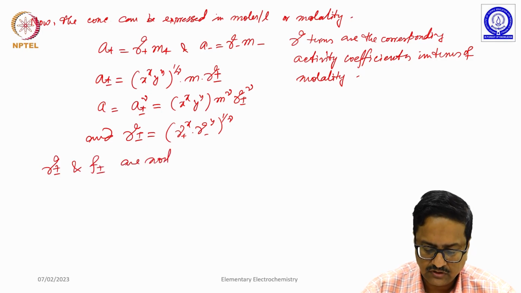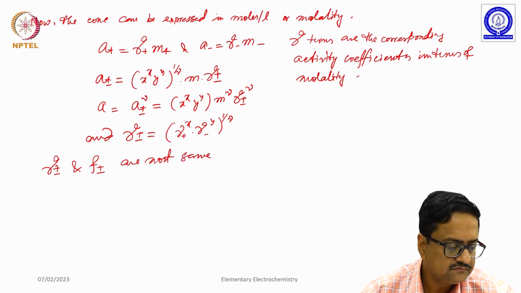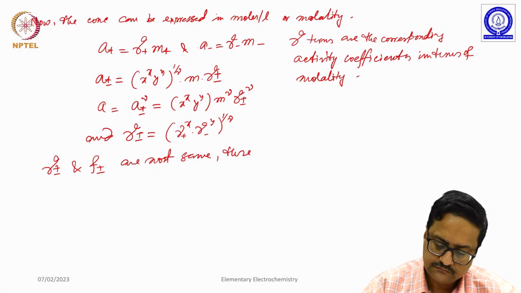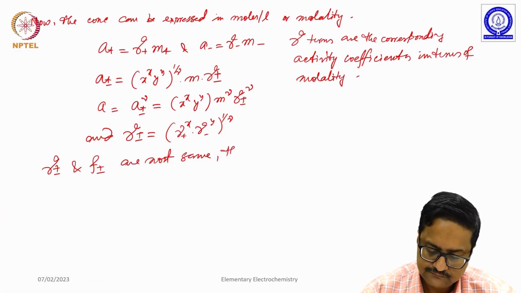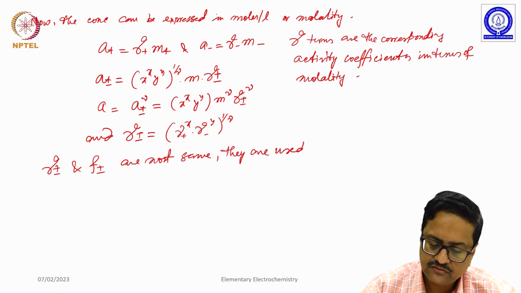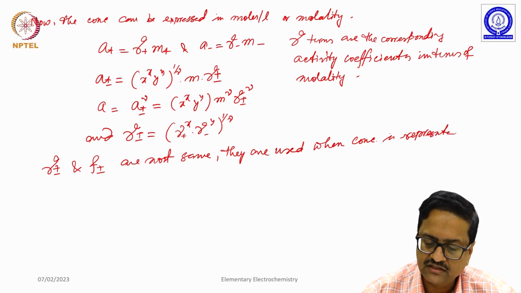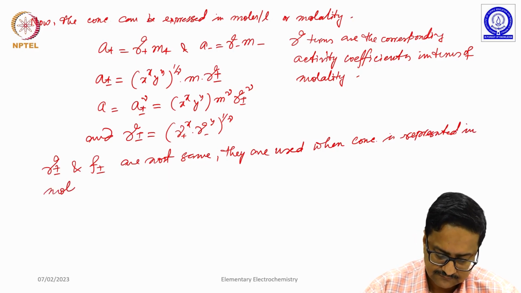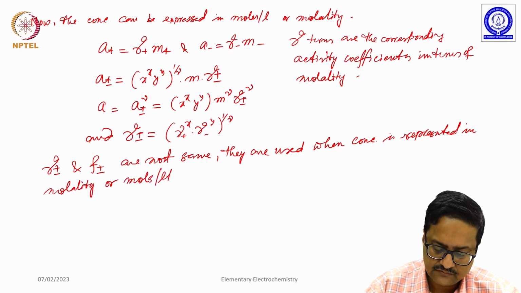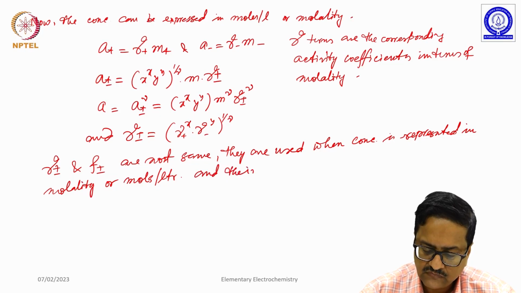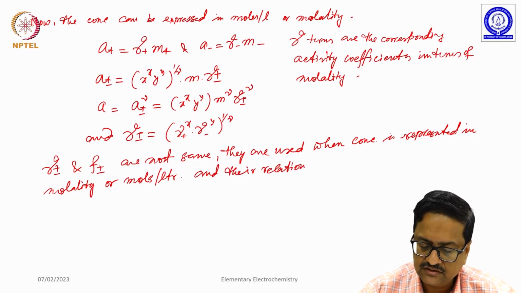So, these terms gamma plus minus and f plus minus are not the same. They are used when concentration is represented in molality or moles per liter, and their relation is the following.